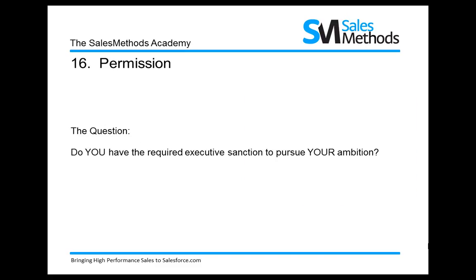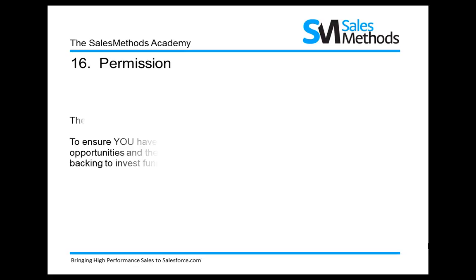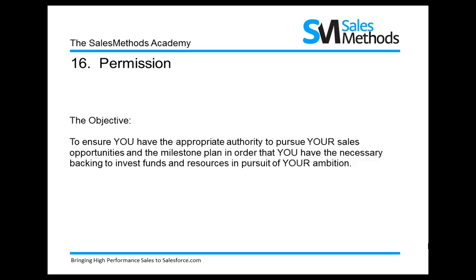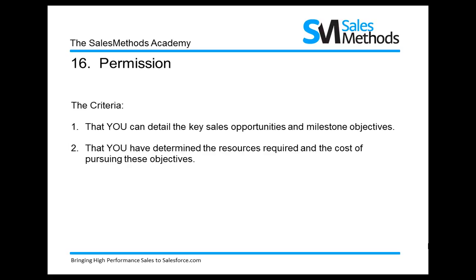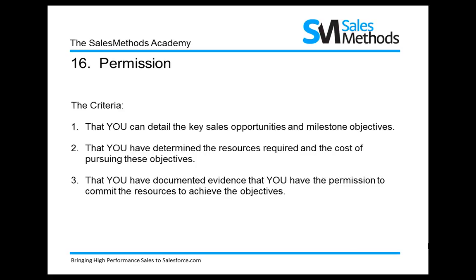The question: do you have the required executive sanction to pursue your ambition? The objective: to ensure you have the appropriate authority to pursue your sales opportunities, and the milestone plan in order that you have the necessary backing to invest funds and resources in pursuit of your ambition. And the criteria: 1. That you can detail the key sales opportunities and milestone objectives. 2. That you have determined the resources required and the cost of pursuing these objectives. And 3. That you have documented evidence that you have the permission to commit the resources to achieve the objectives.